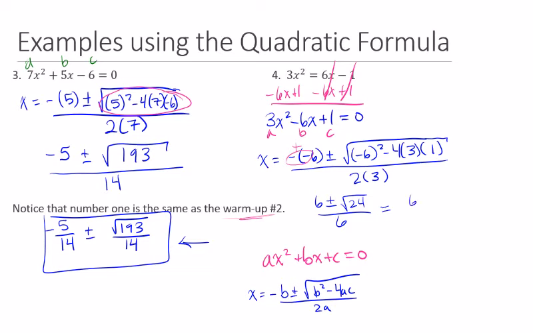So we can make this into 6 plus or minus, and 24 is 4 times 6. So 4 is the biggest perfect square. So square root of 4 is 2. So it'll be 2 root 6. And then that 6 is still on the bottom. So now we can reduce everything by 2. So we divide everything by a factor of 2. And so we end up with 3 plus or minus 1 root 6 all over 3. All right, there's our answer.